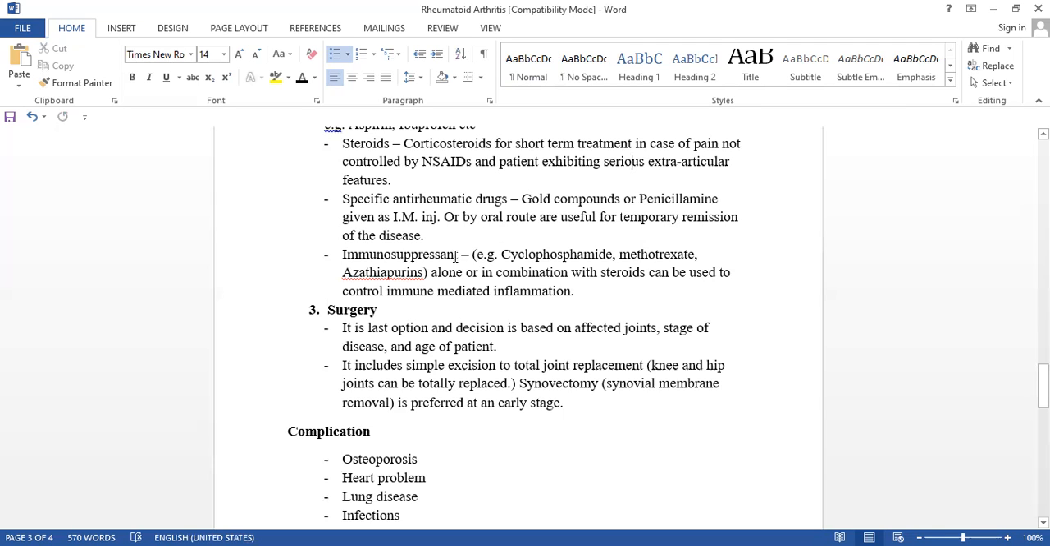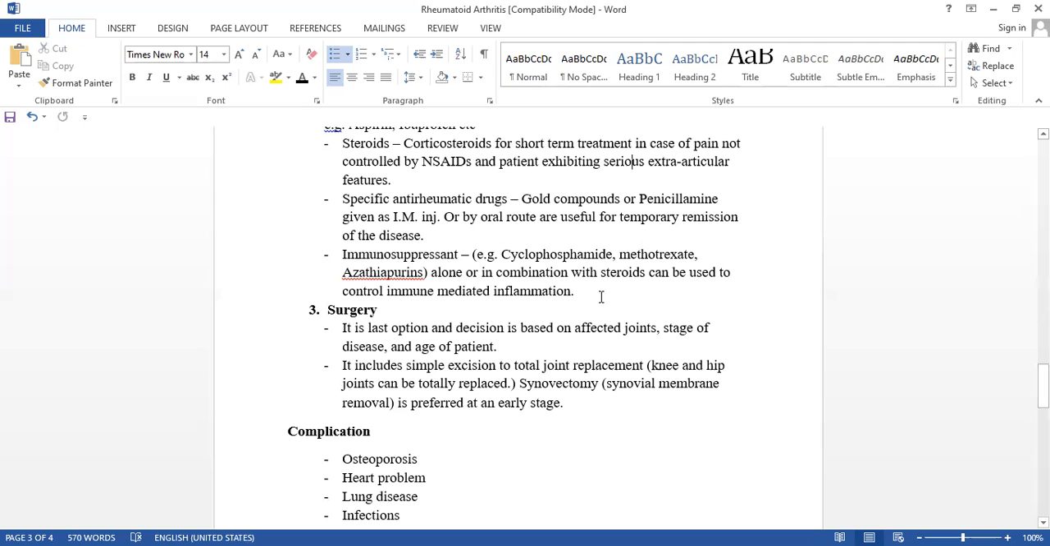Immunosuppressants, anti-immunity. This is an autoimmune disease, so here we have to suppress the immunity. That's why we have to give immunosuppressant drugs. Example, cyclophosphamide, methotrexate.